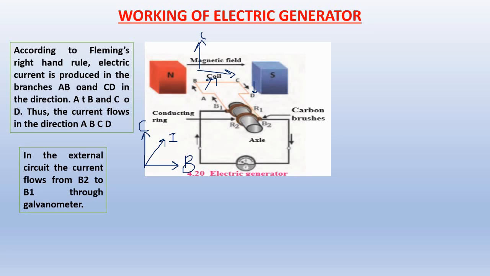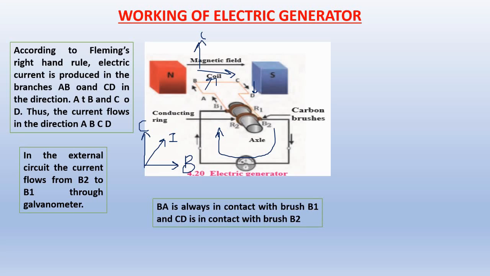So in the external circuit, now external circuit consists of this galvanometer, carbon brushes and connecting wires. So in the external circuit, the current flows from B2 to B1. So now the direction of the current is from A to B to C to D and it reaches B2, right? So this current flows from B2 to B1. I'm denoting this by a curve, okay, through galvanometer.